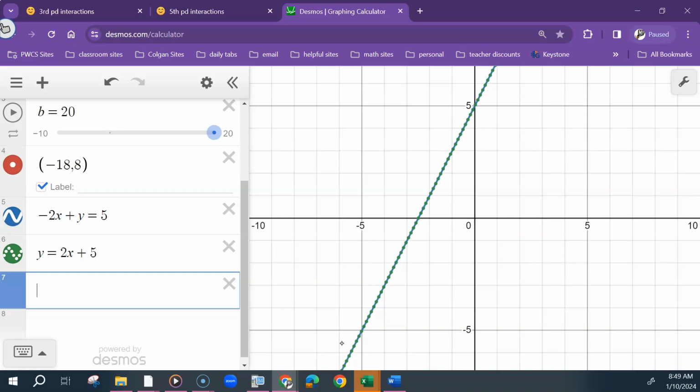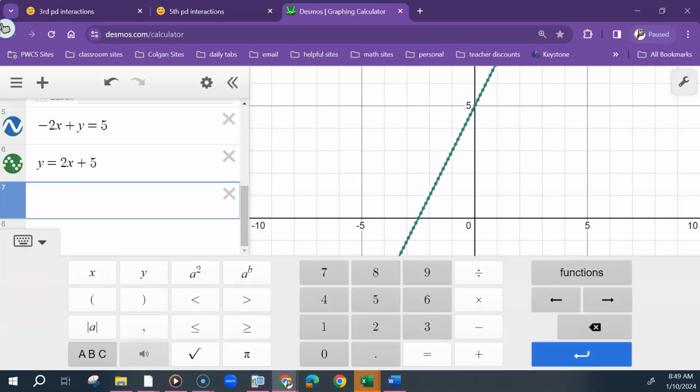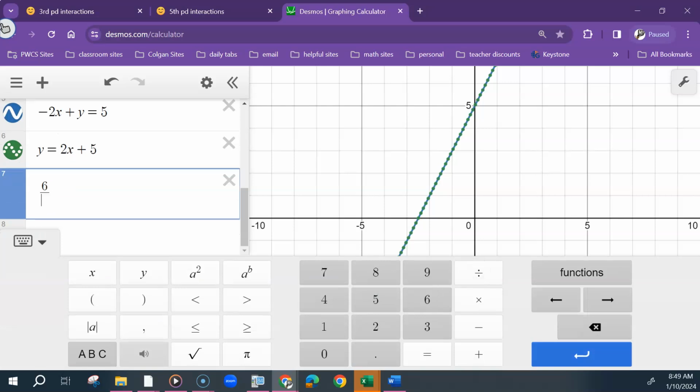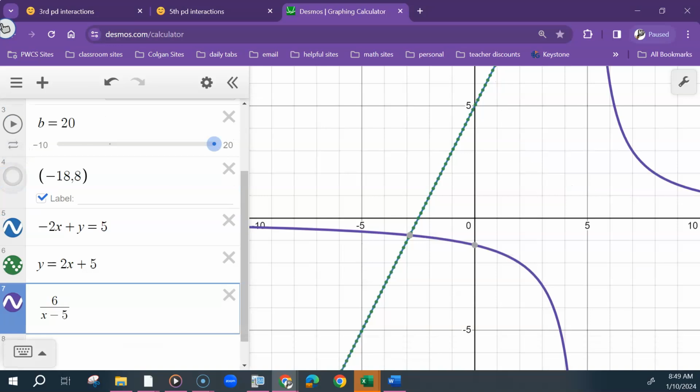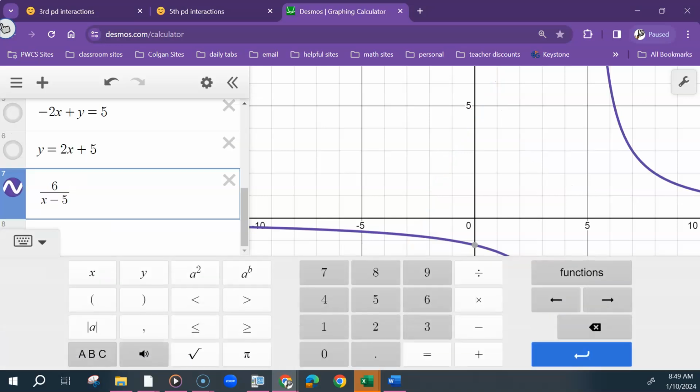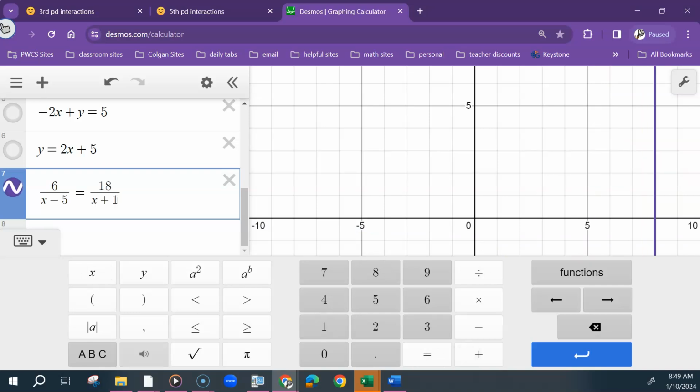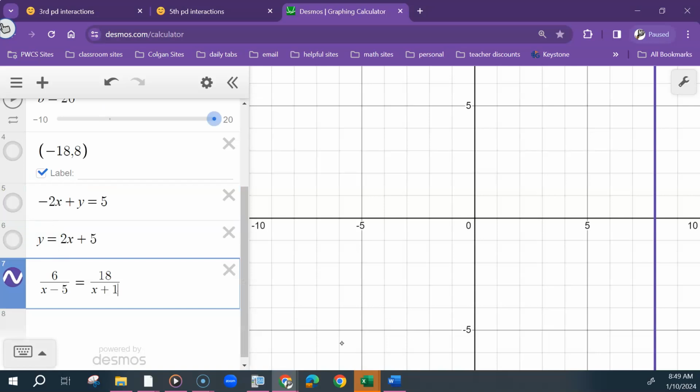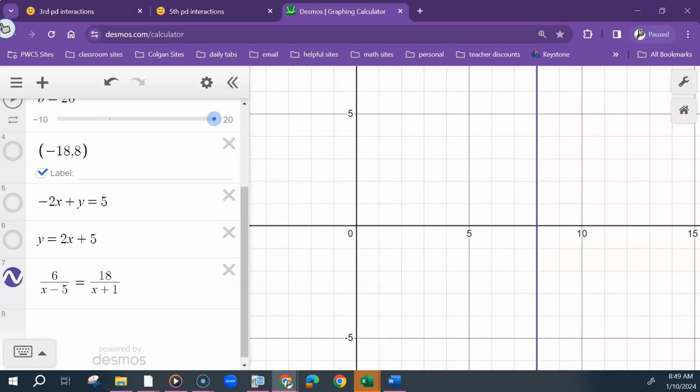Number 4, you could type the entire thing in. It's going to look weird at first. And it's going to show you where that would cross your x-axis, and that would be your solution at 8. Questions on how we did any of those examples?